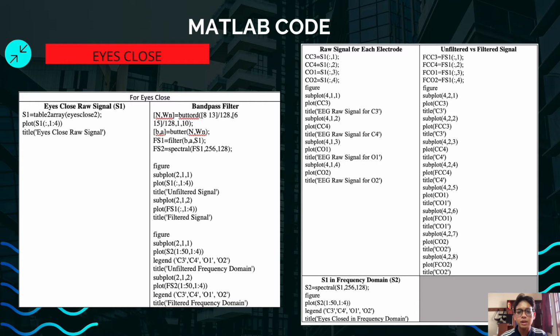Next is the MATLAB algorithm for the raw signal of each EEG electrode. First, we define a variable for each electrode and then we plot the graph using the code shown below, similar to the MATLAB algorithm for unfiltered versus filtered signal. We define the filtered signal for each electrode and use the MATLAB code shown below to plot the graph for plotting raw signal S1 in the frequency domain, which we label as S2. We use the algorithm below to plot the signal in the frequency domain.